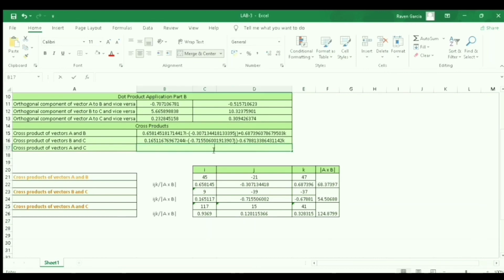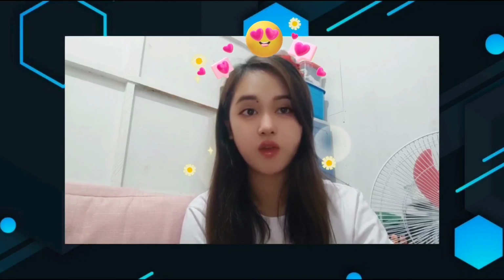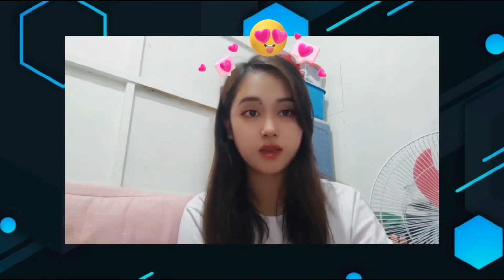Now, let's go back to the cross product at row 17 and input the formula equals C26 and quotation mark I minus parenthesis quotation mark and D26 and quotation mark J parenthesis plus quotation mark and E26 and quotation mark K quotation mark, and we get the answer 0.9369 I minus 0.1201 J plus 0.3283 K. In summary, we type in the given vector first, then we label each of them to avoid confusion.